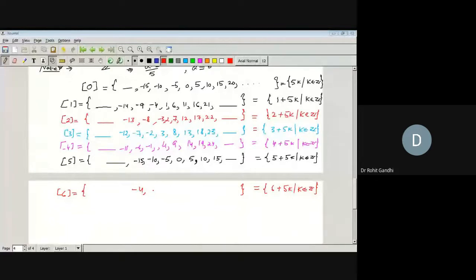ओके, ठीक है, चलो आगे. 1, 6, 11, 16, 21 and so on.